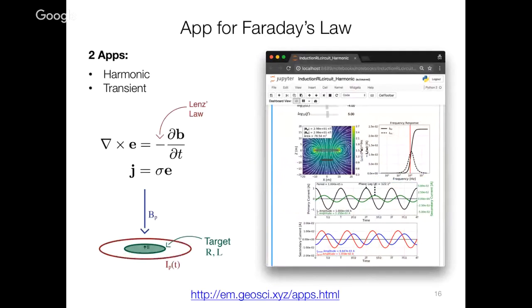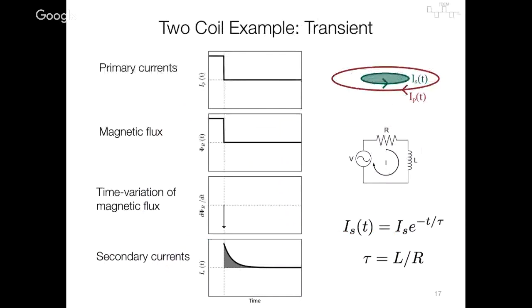Apps to show how all this works. There's both an app for the harmonic and then one for the transient. They're called two coil apps, right? Coil here, in which there's current in the piece as primary. And if the primary current changes, that means the flux inside this inner coil changes, and there's going to be a current. So there's two apps, one for the harmonic, it's going to look like this, and one for that.